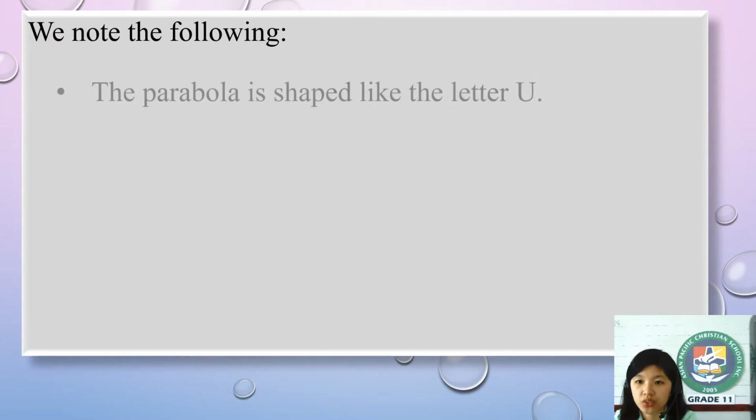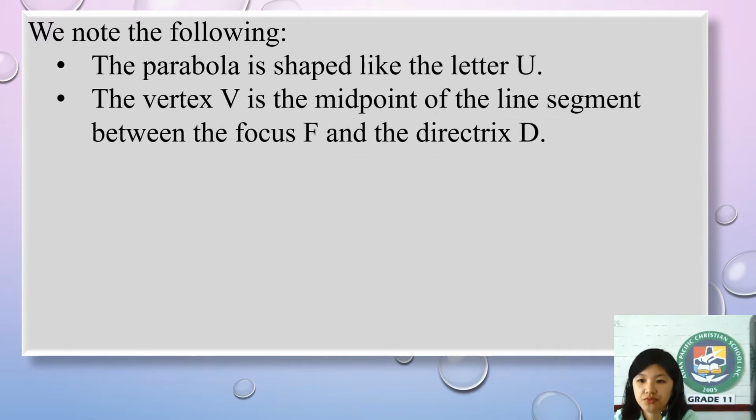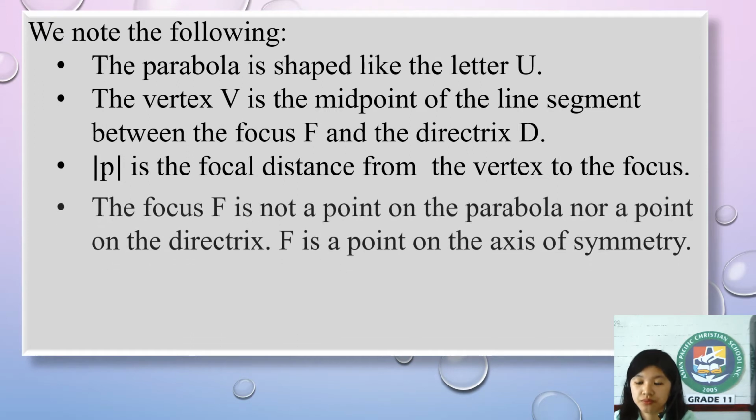We note the following. First is, the parabola is shaped like the letter U. It depends kung saan siya naka-open. Kung open upward, open downward, open to the left, or open to the right. The vertex V is the midpoint of the line segment between the focus F and the directrix D. And the absolute value of P is the focal distance from the vertex to the focus.